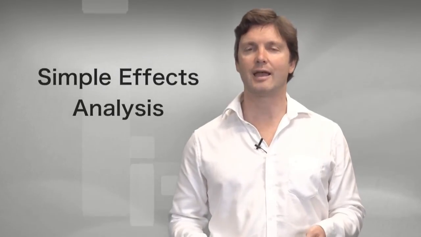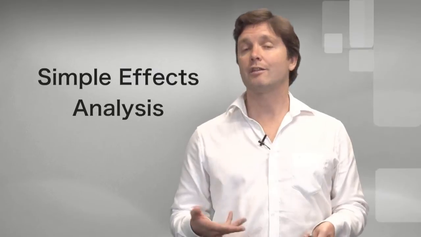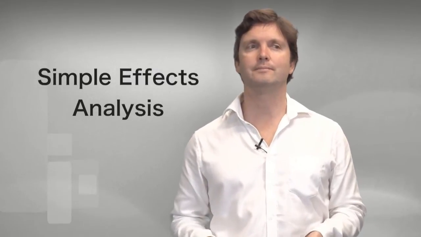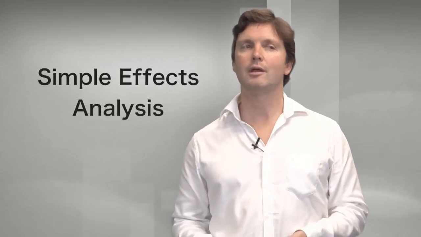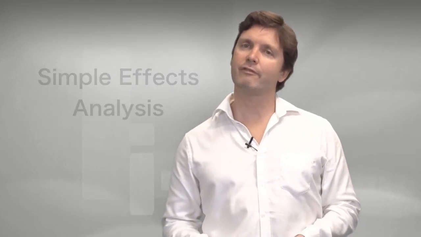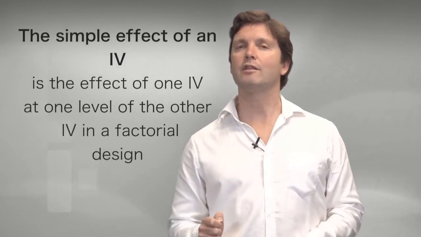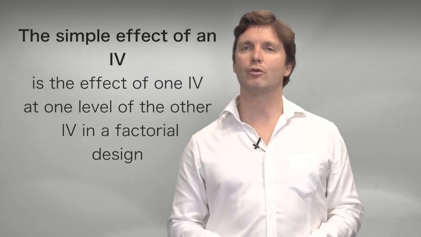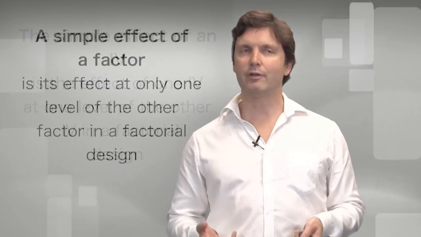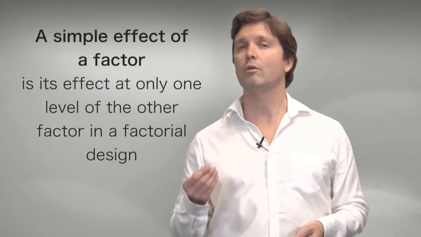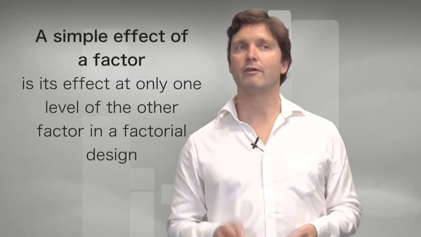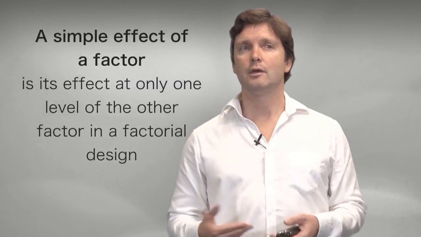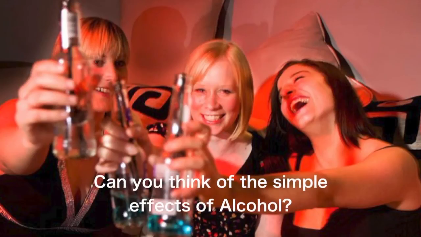Generally, this more systematic approach is done through simple effects analysis. There are other ways of analysing interactions, but I think it's fair to say that simple effects is probably the most common and straightforward way. A simple effect of an independent variable is the effect of one independent variable at one level of the other independent variable in the factorial design. So a simple effect of a factor is its effect at only one level of the other factor. In our example, can you think of the simple effects of alcohol?